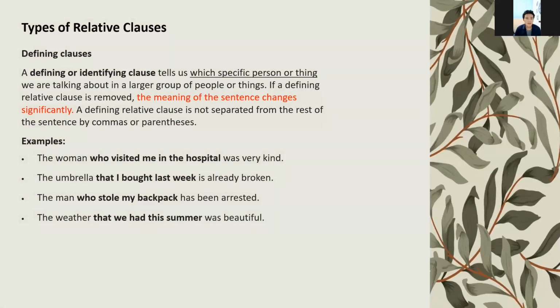Okay, and now relative clauses have two types. The first one is the defining clause. A defining or identifying clause tells us which specific person or thing we are talking about in a large group of people or things. If a defining relative clause is removed, the meaning of the sentence changes significantly. A defining relative clause is not separated from the rest of the sentence by commas or parentheses.